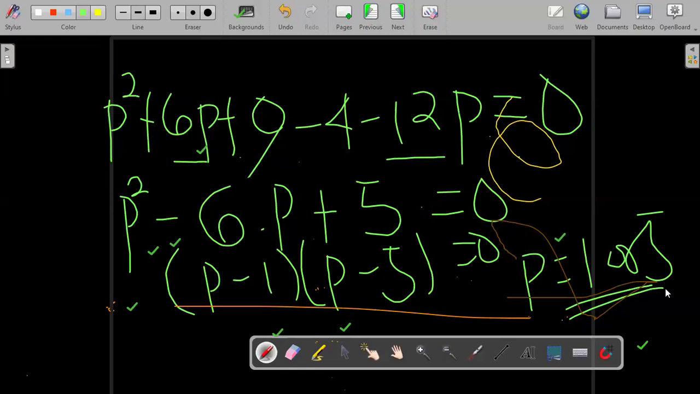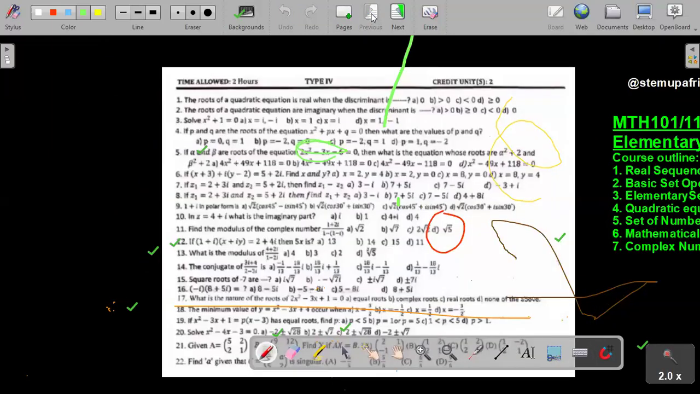Let's check the options. P should be 1 or 5. So which is option B? P equals 1 or 5. So question 20, this is where we stop today.